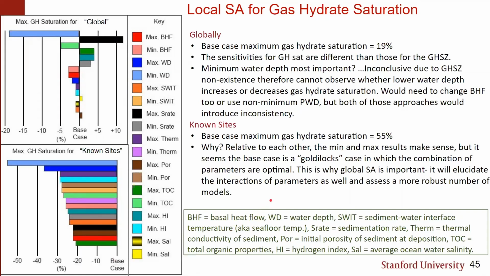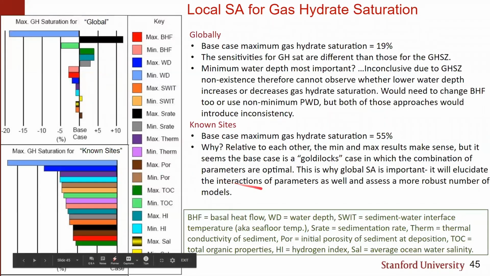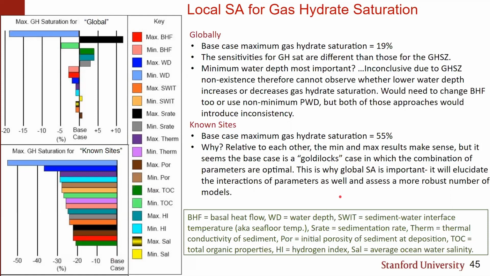Now, what's great about the global sensitivity analysis is instead of using this limited amount of tens of models, we actually have thousands of models. So more model scenarios can be compared to the base case, and we can observe these sensitivities beyond this pretty strange tornado plot.